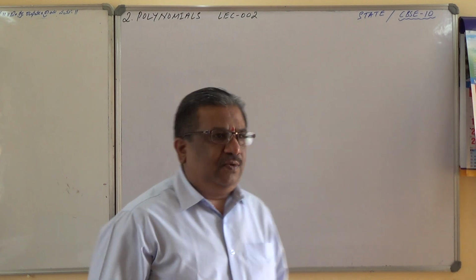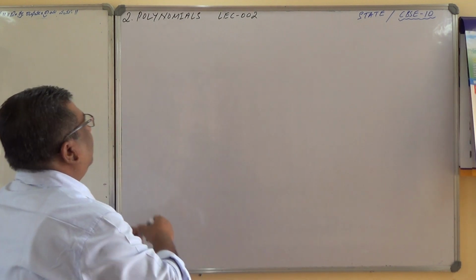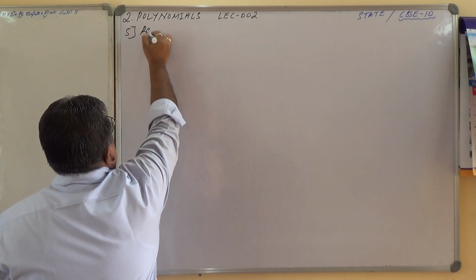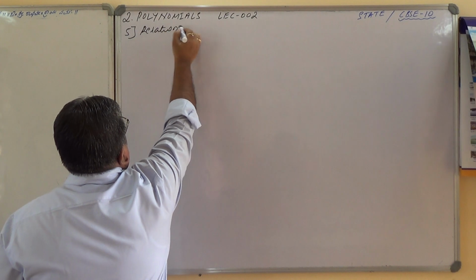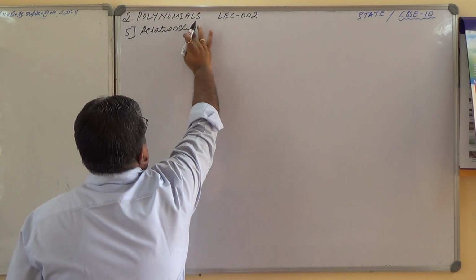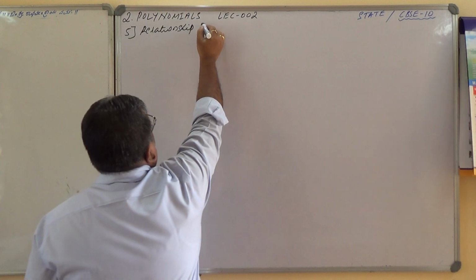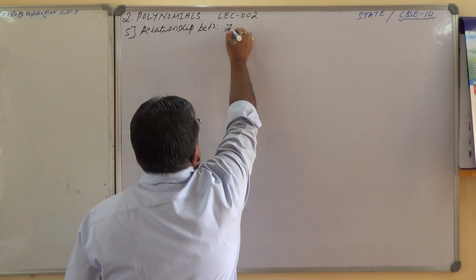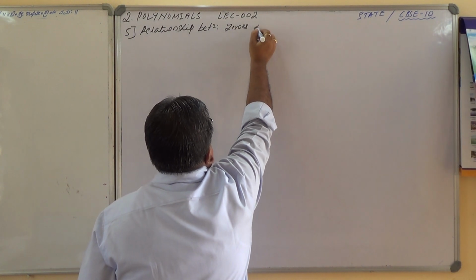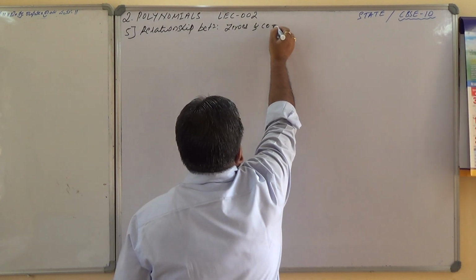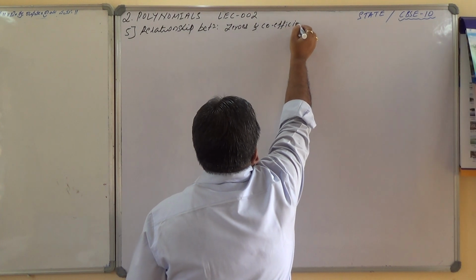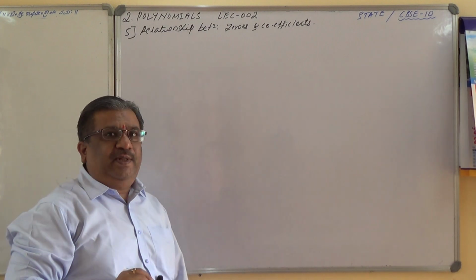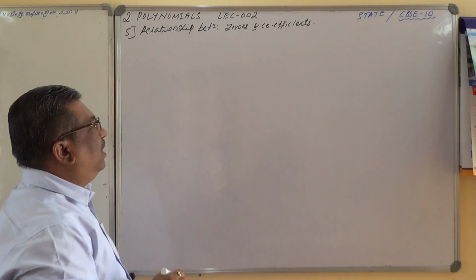Let us start lecture number 2, polynomials. Concept number 5: relationship between zeros and coefficients. We are going to establish the relationship between zeros and coefficients of a given polynomial.